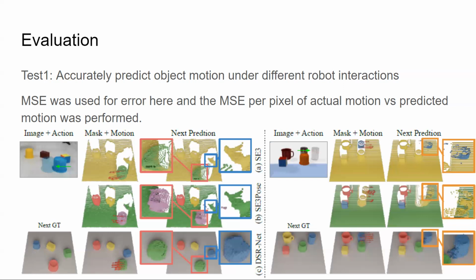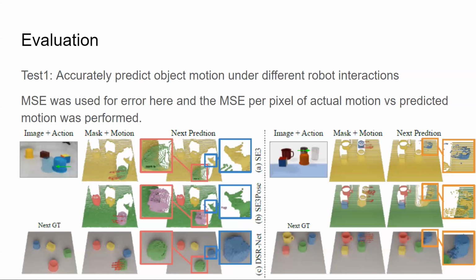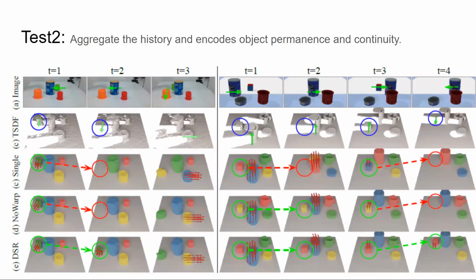I did not put the tables in the presentation, but we can go back and look at the tables in the paper. They have performed the loss comparison with the 3 other baseline models compared to DSRNet, and DSRNet is performing quite significantly better. The second thing that they have looked into is, can the history be aggregated and correctly predicted? That is the permanence of the object and the continuity of the object. Can these things be correctly predicted?